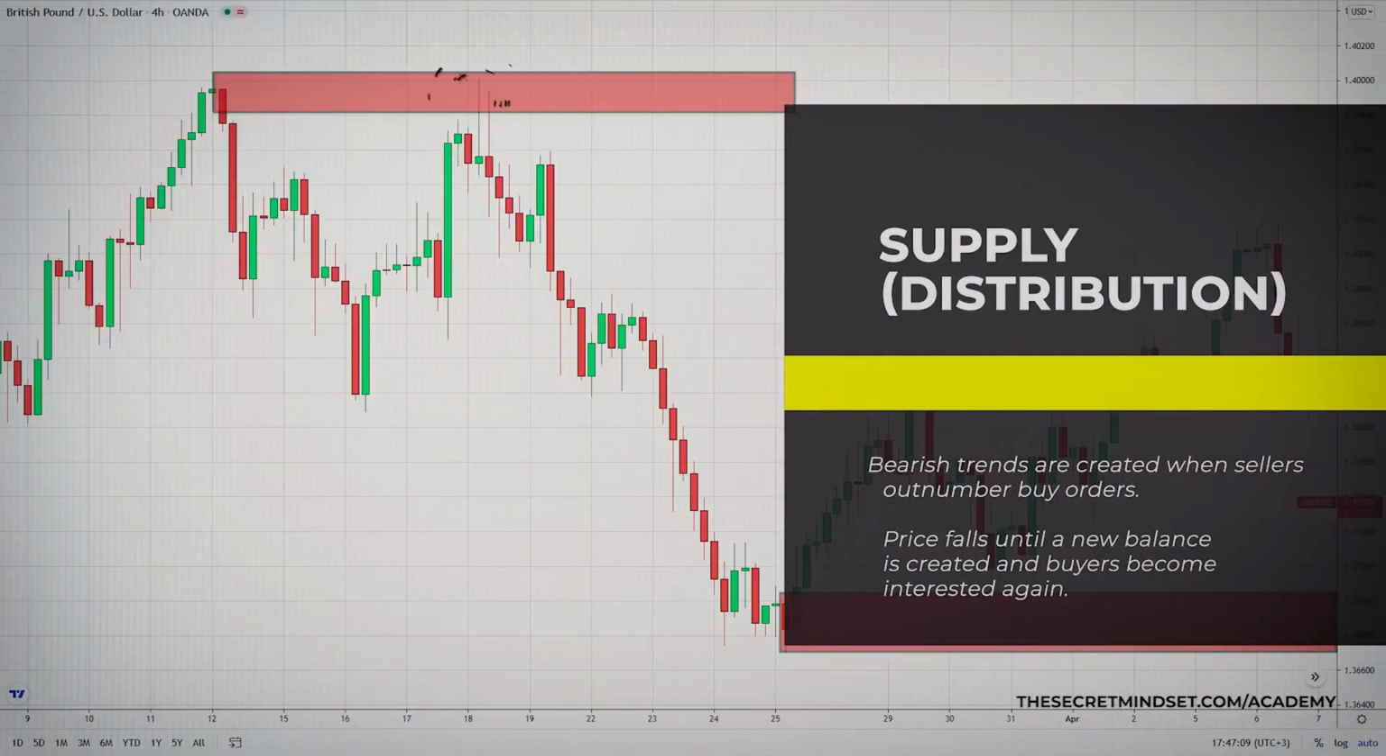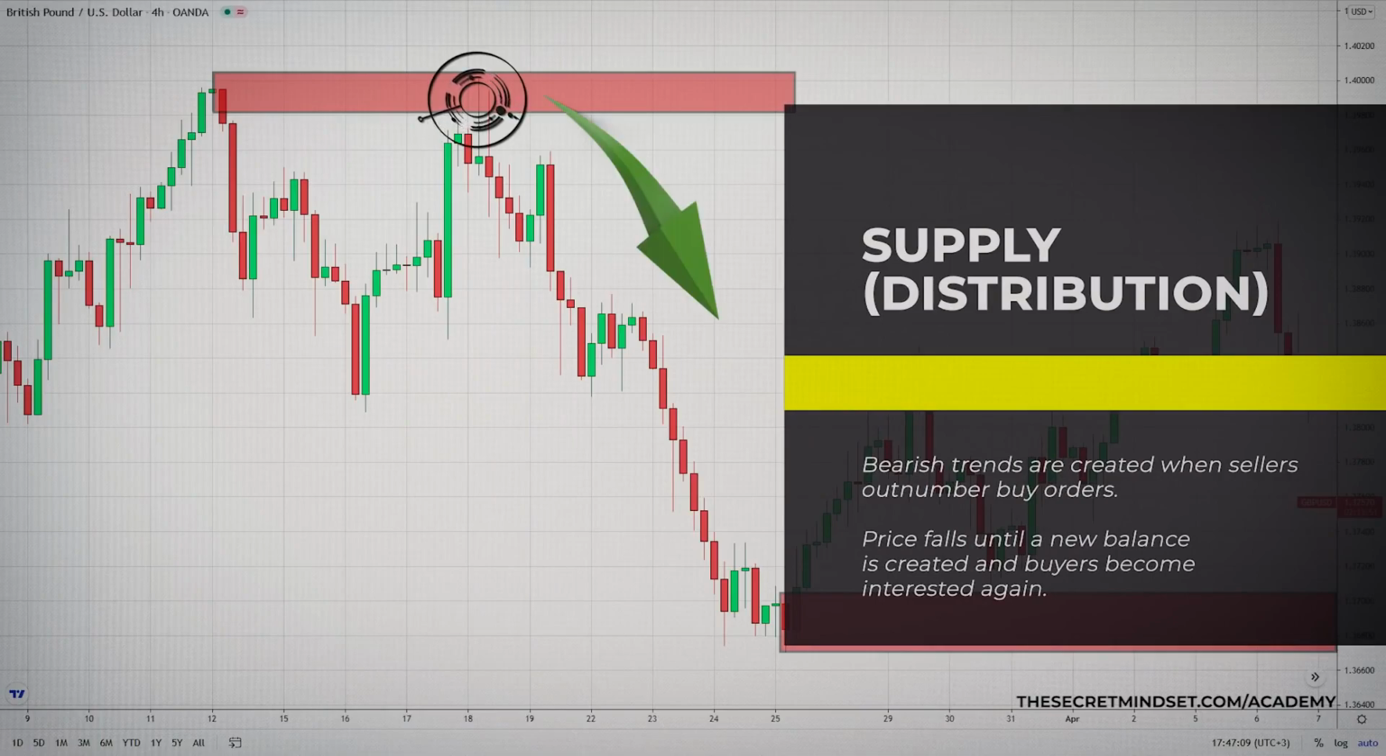Bearish trends are created when sellers outnumber buy orders. Then price falls until a new balance is created and buyers become interested again. The origin of a bearish trend wave is called a distribution or a supply zone.